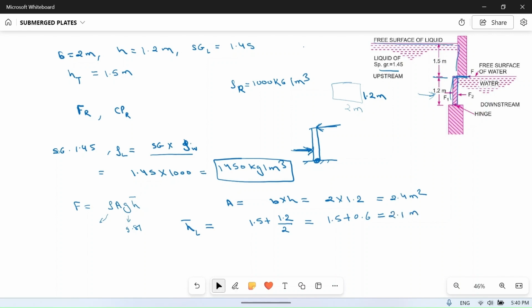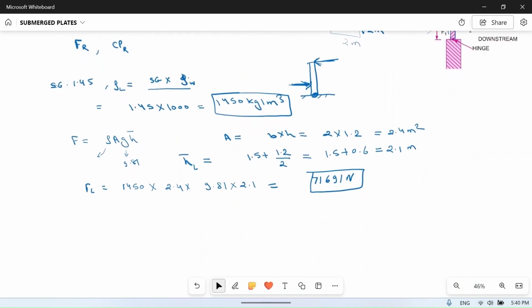Okay, so force on the left side will be equal to rho is 1450 into A is 2.4 into g is 9.81 into h bar is 2.1. If you multiply all these, then you will get 71691 Newton. This will be the force acting on the left side at a distance of, so we will find the distance at which it is acting.